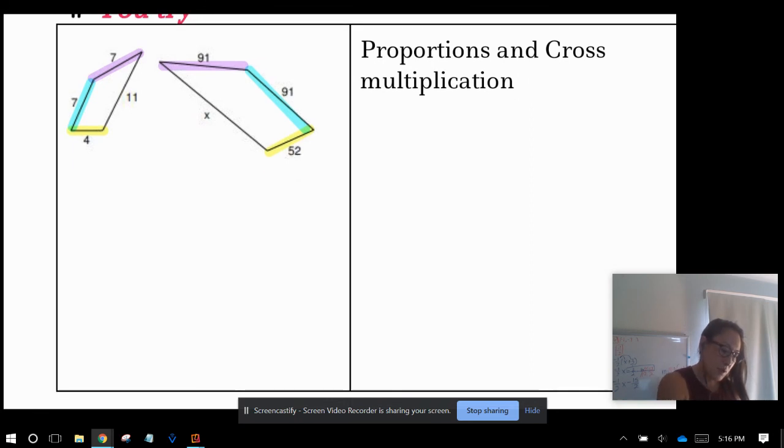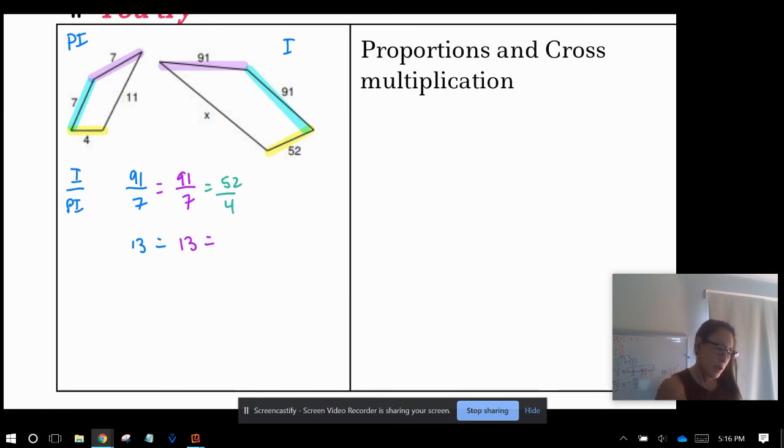Let's start with the blue. That's the pre-image and the image. Okay, so image over pre-image. I'm going to do 91 in the blue over 7. Okay, the purple length is 91 over 7, and the yellow length is 52 over 4. We divide those. 91 over 7 is 13. Okay, so I have 13. I can see the second fraction is also 13, and then 52 over 4 is 13. So check, it looks like my scale factor is equal to 13, or any of these are also your scale factor because they're all equivalent.